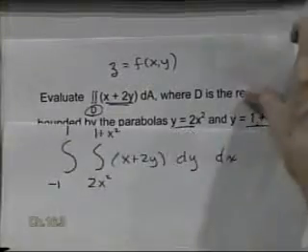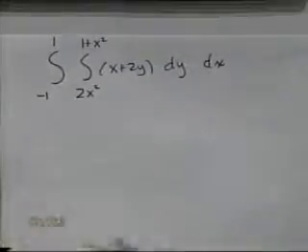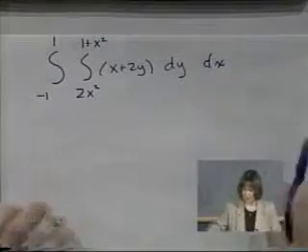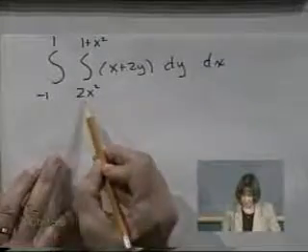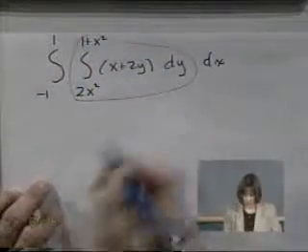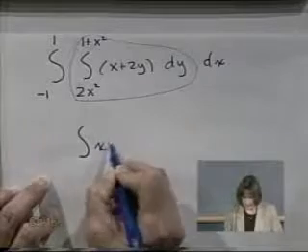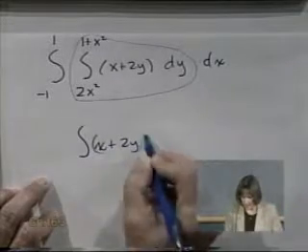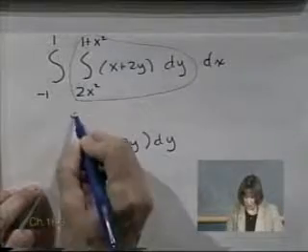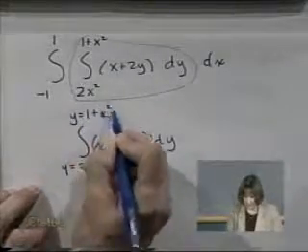Okay? All right, now, we have a lot of integration to do, so I don't know how many I'm going to go through all the way. But this one, let's just practice. We've got to do the inner integration first. If I do the inner integration first, I'm taking the integral of x plus 2y dy as y goes from 2x squared to y equals 1 plus x squared.